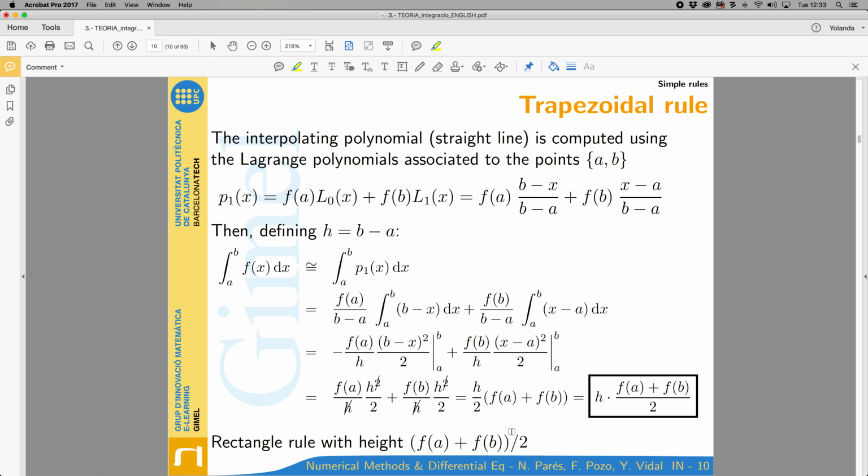How can we derive the formula to compute this area? Well, we can, for example, use Lagrange polynomials to compute the polynomial that goes through the data points a, f of a, b, f of b. Here, a is in this case what we called in the previous lecture data point x0, and b is what we called in the previous lecture x1.